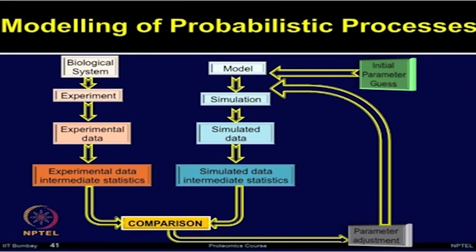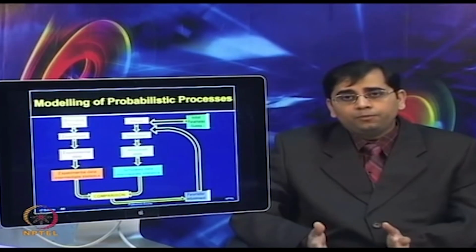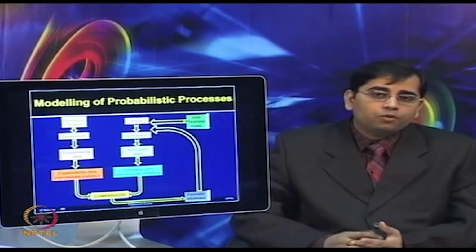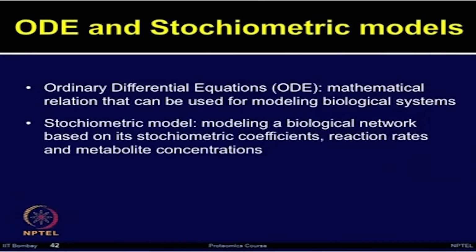The modeling of probabilistic processes involves, let us say you want to study a biological system. So, some experiments have to be performed, the experimental data sets will be generated, from which some statistics can be applied, which can be used for the comparison. Now, different types of models can be generated by using simulations and simulation data sets, which can be used for intermediate statistics, and by comparing these two types of information and adjusting the parameters, one can study the systems and derive the probabilistic processes. So, what are ordinary differential equations and stoichiometric models?